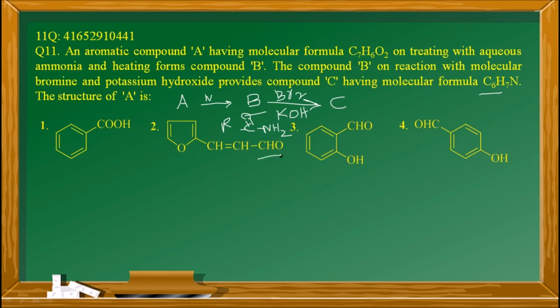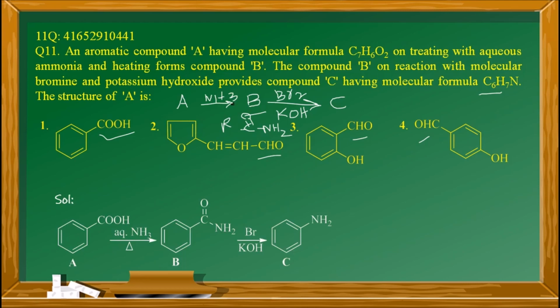Aldehydes will give imines, whereas benzoic acid will give an amide with ammonia. This amide upon reaction with bromine and KOH will give the required product. So if we take benzoic acid, treat it with ammonia and heat it, you will get the amide, then bromine and KOH, that is Hofmann's bromamide reaction conditions.